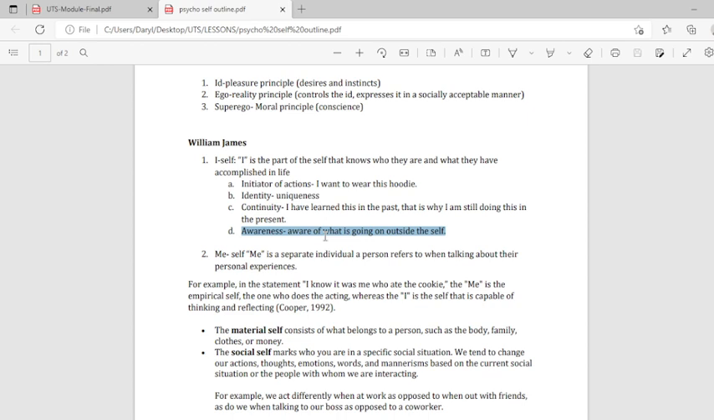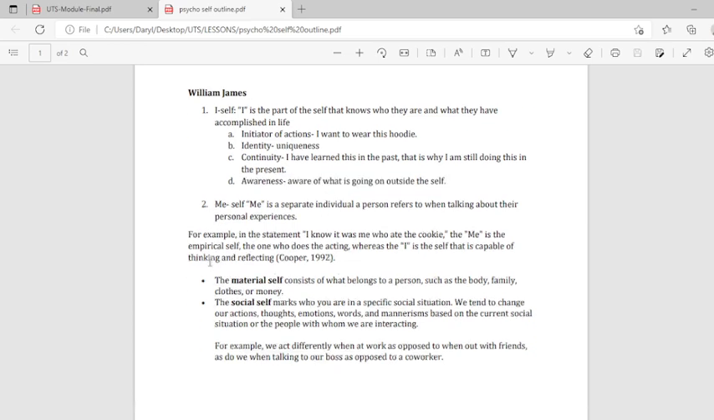Awareness of what is happening in the outside world or in the physical world. Okay? That is awareness. So: I self, characteristics, initiator of actions, identity, continuity, and awareness. Okay? Next is the me self.